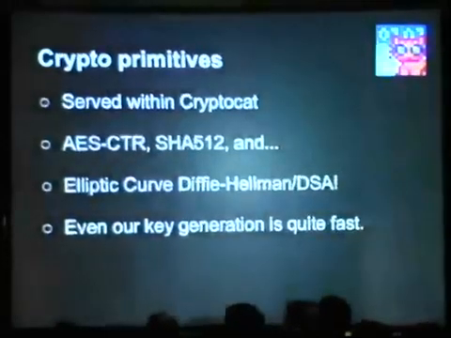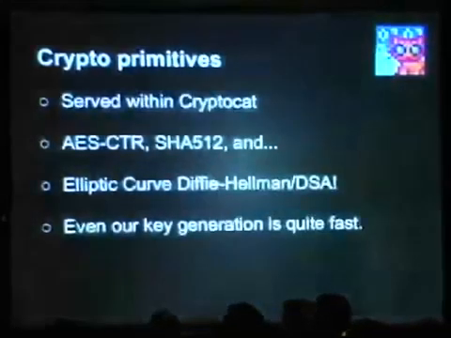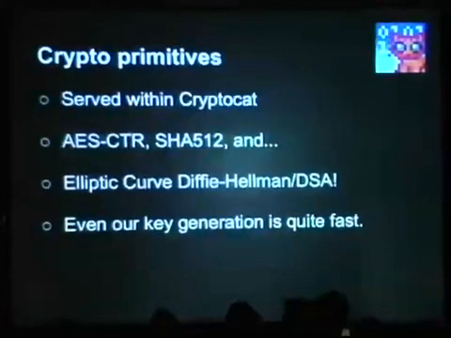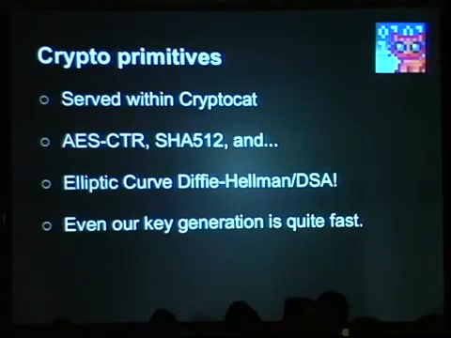So aside from that, crypto primitives. We serve them within Cryptocat, obviously. AES in CTR mode, SHA-512, and elliptic curve Diffie-Hellman and DSA. Since we're doing things in JavaScript, doing things like 4096-bit Diffie-Hellman is a pain, and especially if you're doing RSA, because you have to generate 2 primes.